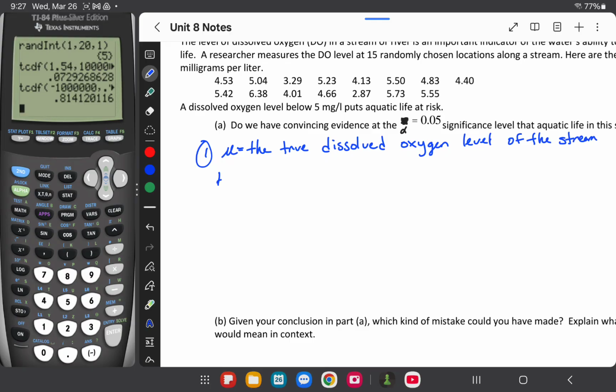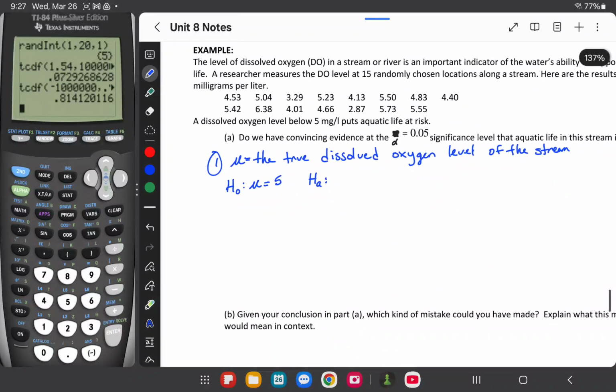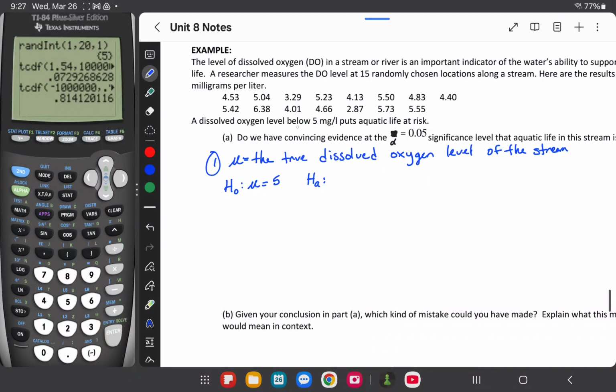And then for our hypotheses, the null hypothesis is going to be that mu is equal to that 5 milligrams per liter that they provided to us. Our alternative is we want to know if they are at risk, and it says a level below 5 milligrams will put them at risk. So we'll have a one-sided test here that the mean is less than 5. And then last but not least, our significance level, it does actually tell us to use 0.05. We would have been using that anyways. Okay, so there is our statement.